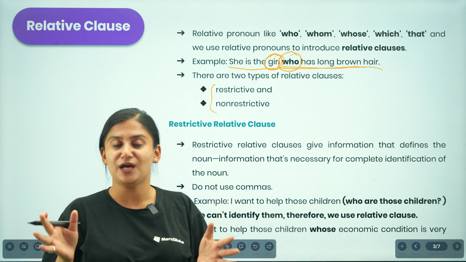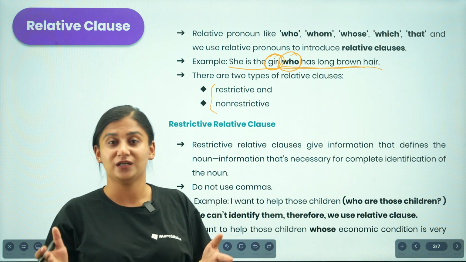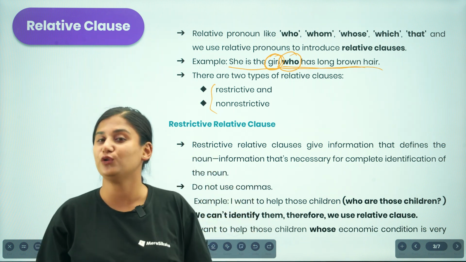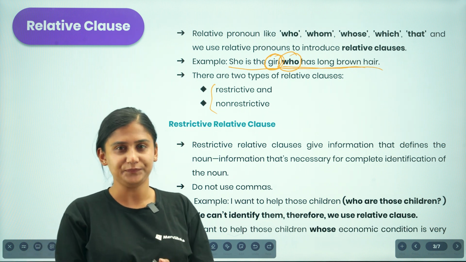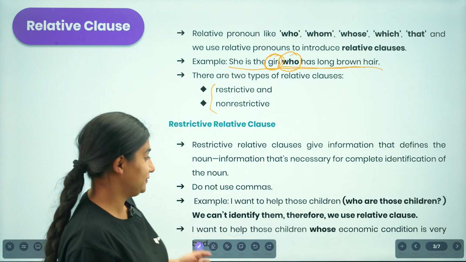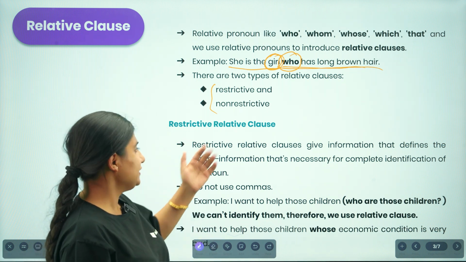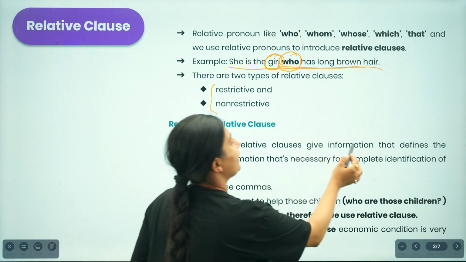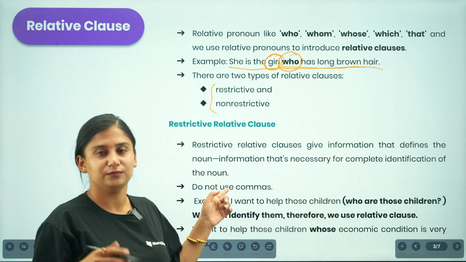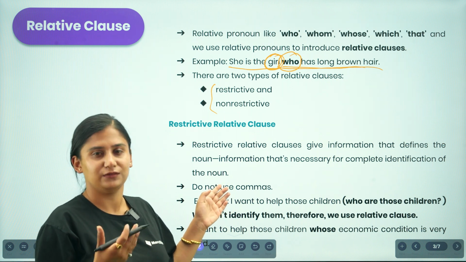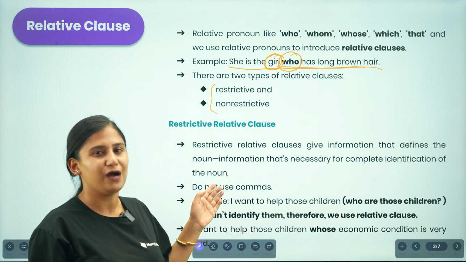Now let us find out what a restrictive relative clause is, and then we will move to the non-restrictive relative clause. Can somebody tell me what a restrictive relative clause is? What is the role of a restrictive relative clause? Okay, let me tell you about it. Restrictive relative clauses provide information that defines the noun. It's quite simple: this relative clause provides us information about a noun or a pronoun.